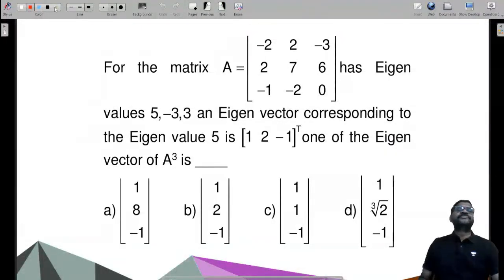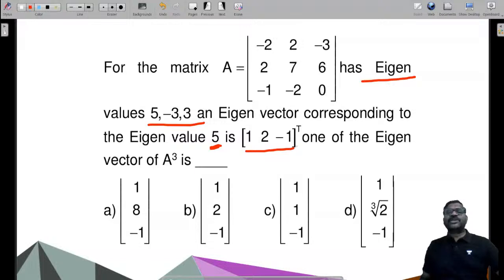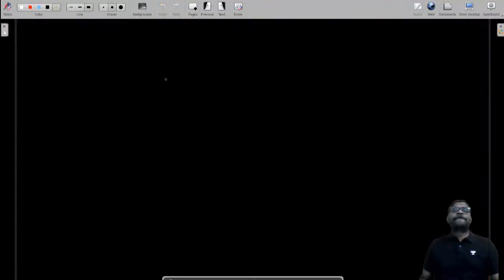Next problem. Sir, matrix A is 3 cross 3 and has eigenvalues 5, minus 3, 3. The eigenvector corresponding to 5 is (1, 2, minus 1). Then what is the eigenvector of A cube? Please observe. Eigenvectors of A.